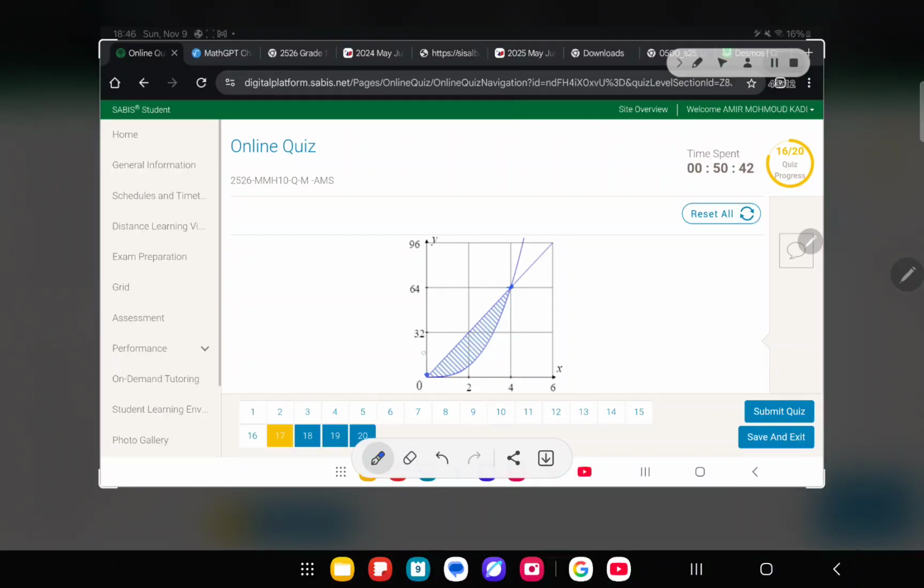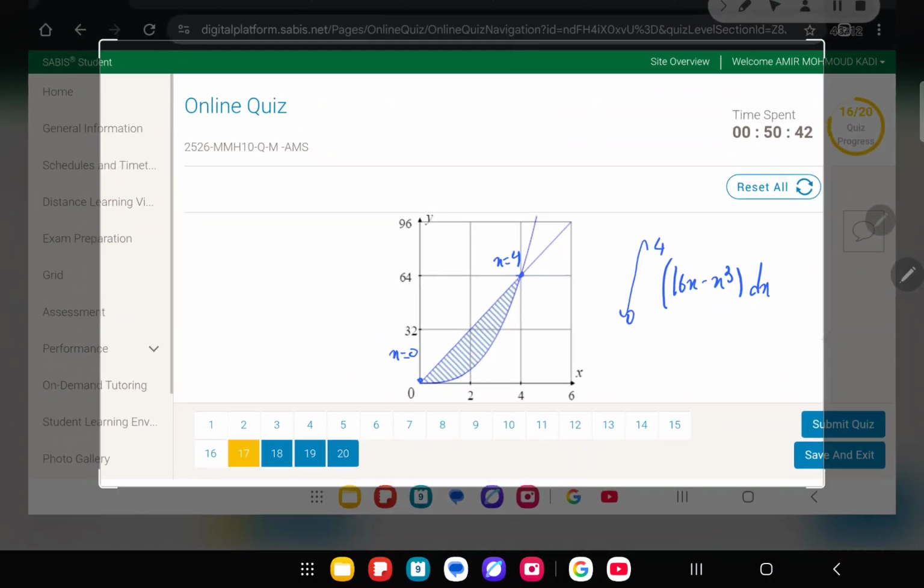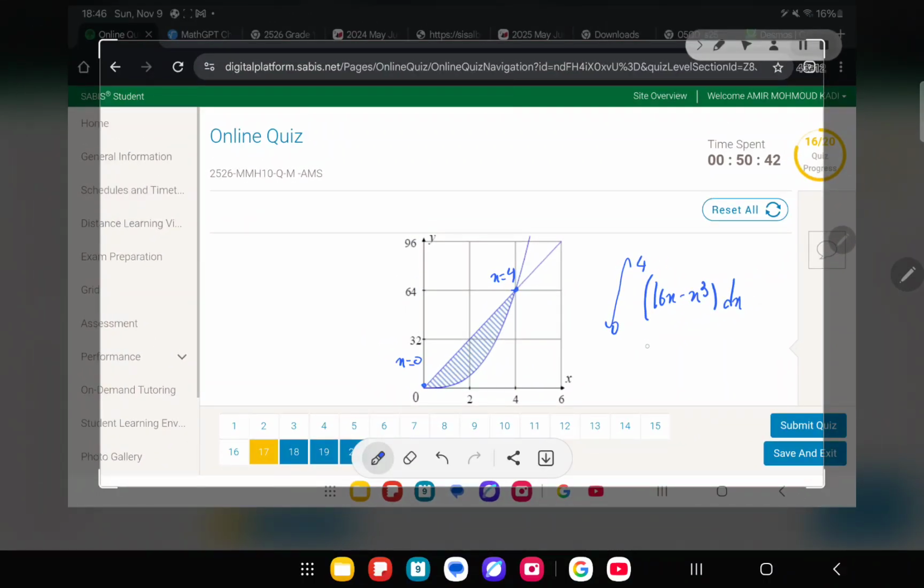It is from x equals 0 to x equals 4. So you integrate from 0 to 4. And you have to do upper minus lower with respect to x. And then you get, over here, you can integrate x squared over 2 minus x to the 4 over 4, from 0 to 4.